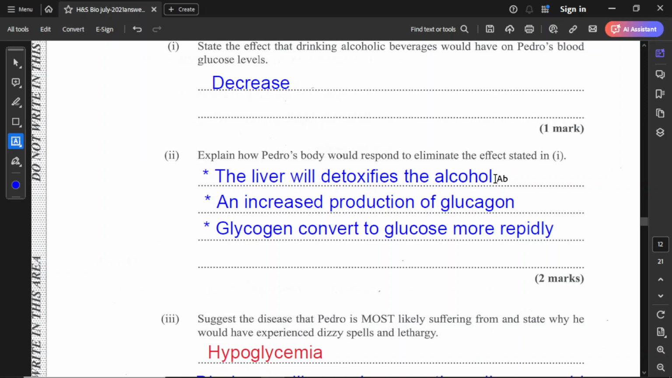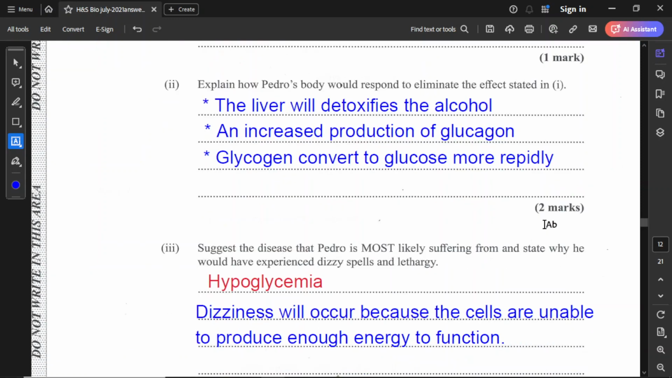The body will want to get rid of the alcohol itself, so it detoxifies the alcohol, or simply breaks down the alcohol to make it less harmful. One, it could increase the production of glucagon, all right, and glucagon will convert glycogen that is stored into glucose, just to make mention of that. So glycogen converts to glucose more readily. That will be another thing that will happen there.